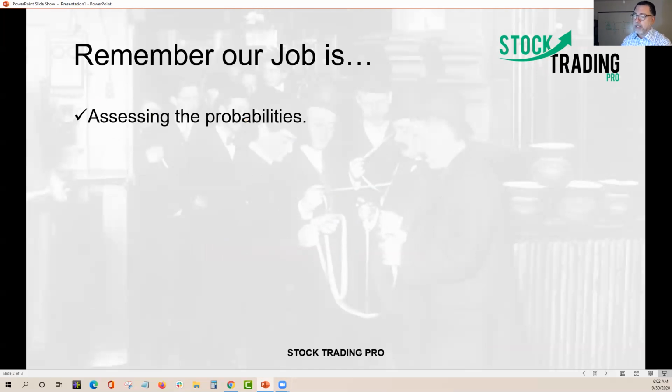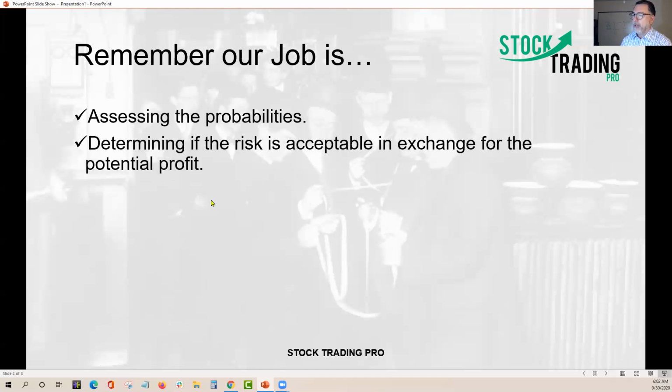Very big difference from what I see, a very big mistake that far too many traders make, is they focus on the entry and not on whether or not the odds of making money are strong. So we're gonna fix that right now. Our job also is to determine if the risk is acceptable in exchange for the potential profit. So you actually see here, right in the first two bullet points, we're talking about probabilities and risk, and whether or not that risk is something we should accept because the odds of making money are good.